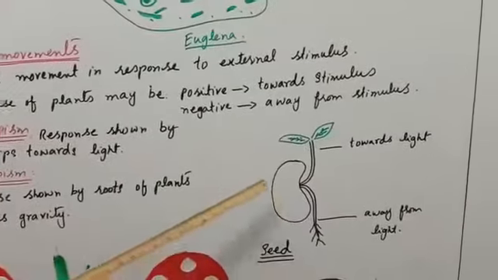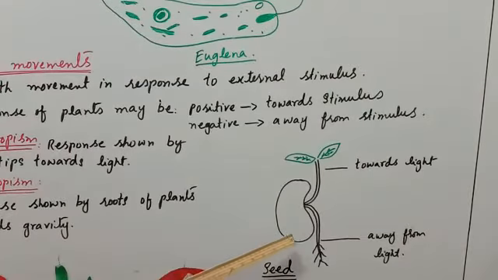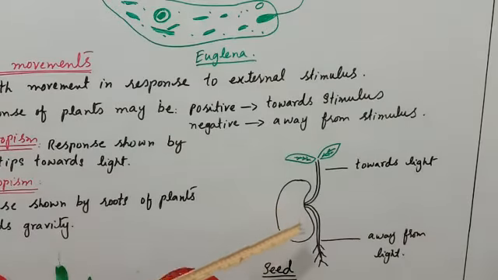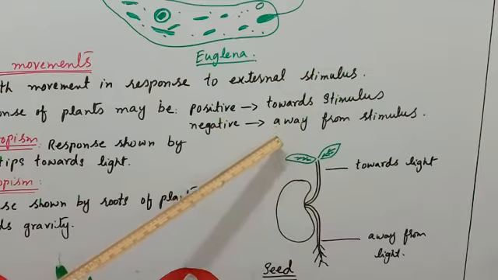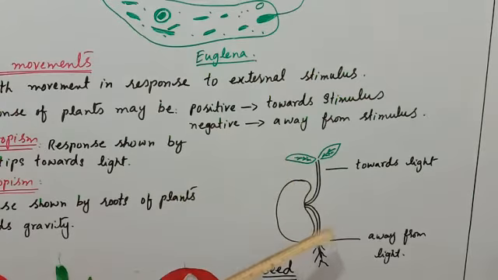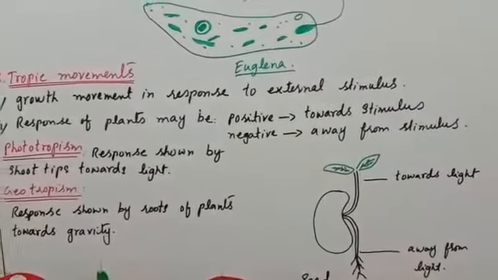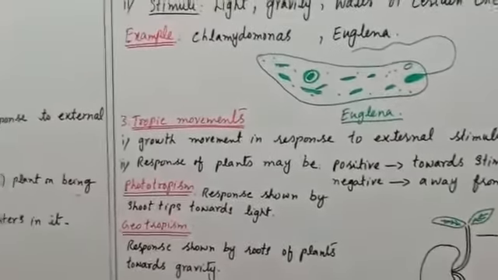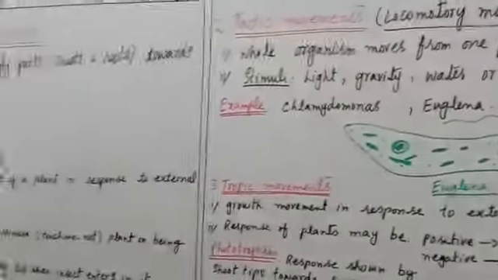Here I have drawn the growing, germinating seed. When this seed germinates, it moves towards the light. This is called phototropism, and the root movement towards gravity or soil is called geotropism. Hope students you have understood this topic about movements in plants.